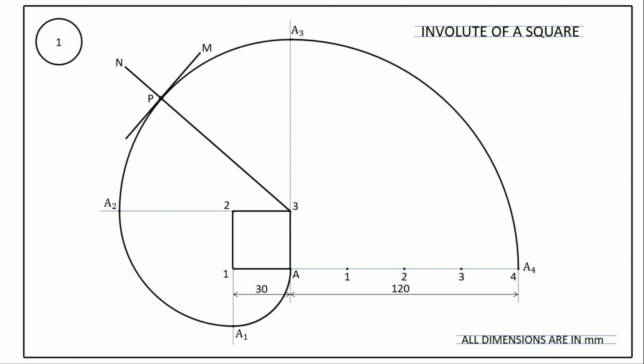So we have drawn the square and the involute of a square. Also we have drawn the normal and tangent to the curve. This is the complete answer. Draw neatly and score full marks.